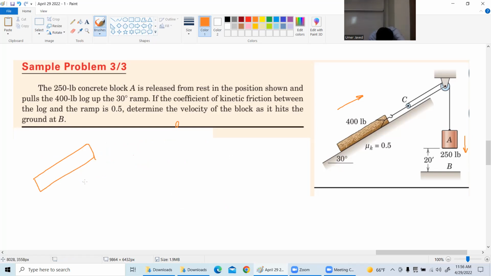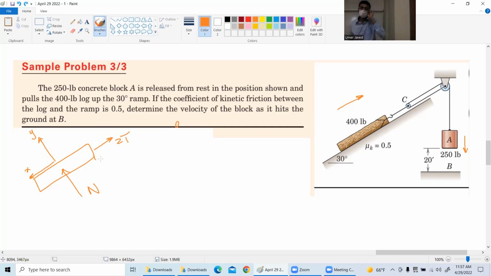And this is our XY coordinate system, or you can make your own coordinate system. This is our free body diagram. There is a 2T here, right? Because of the two strings. And then we have normal force that is acting perpendicular to the surface. We already know that, right? Then we have a 0.5 N.